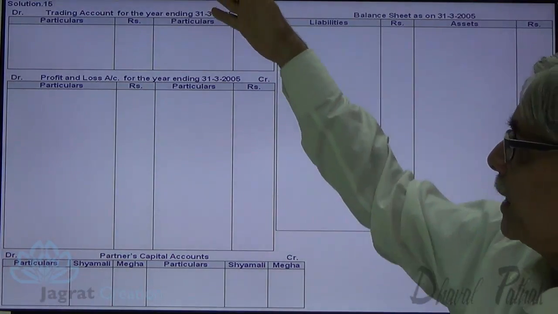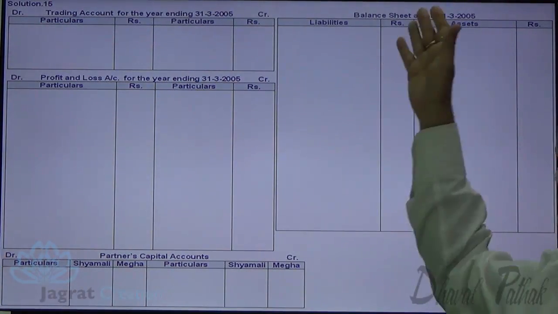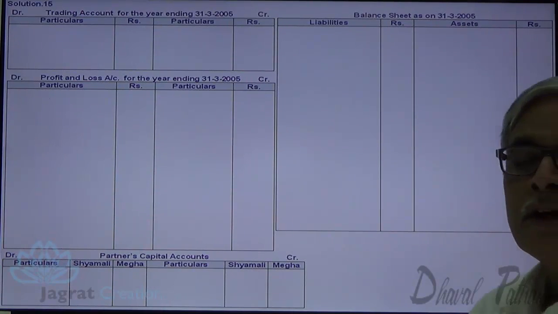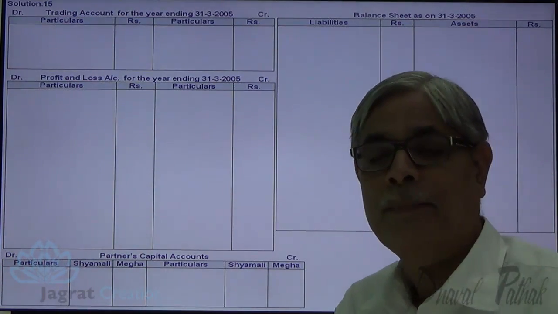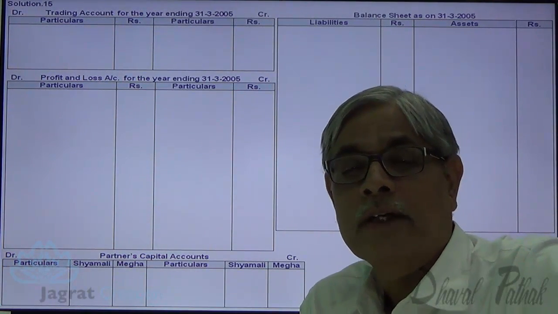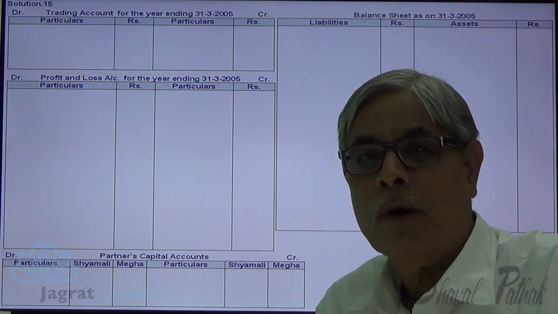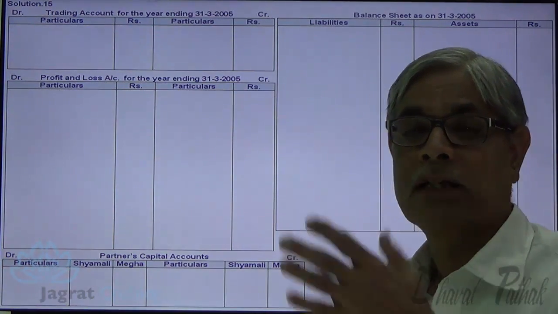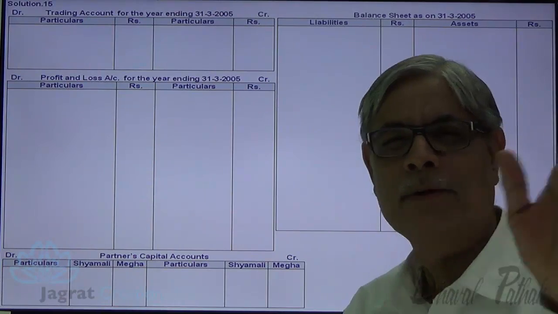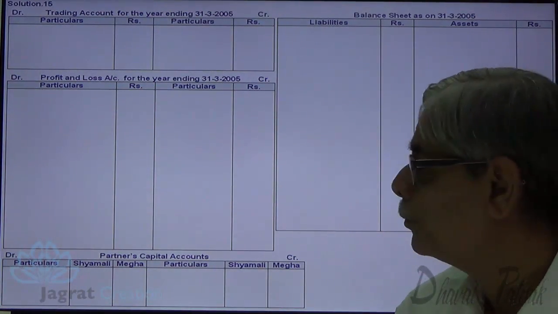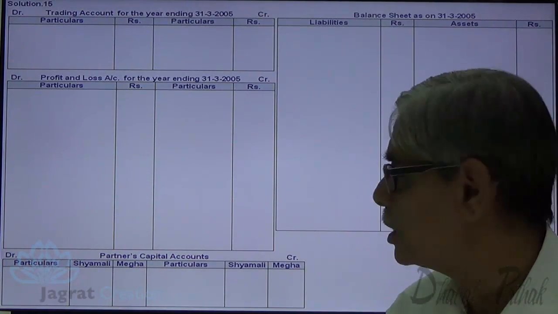This is my trading account, profit and loss account, partners capital account and balance sheet. Here I am not required to prepare profit and loss appropriation account because interest on capital, interest on drawing, salary to a partner, commission to a partner, this type of adjustments are not there in this sum, straightway distribution of profit. So no need to prepare profit and loss appropriation account. That is also an important point to be noticed.